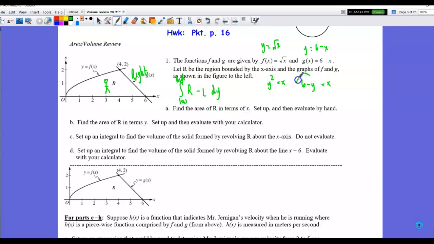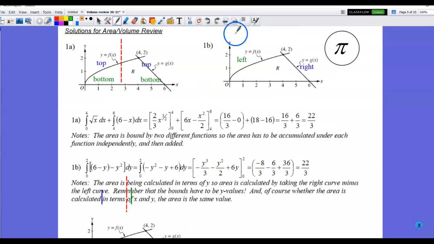So the right curve will be 6 minus y. The left curve is y squared. And remember, we're finding area, not volume, so there is no pi. So when you look at the answers, here's my right curve, here's my left curve.